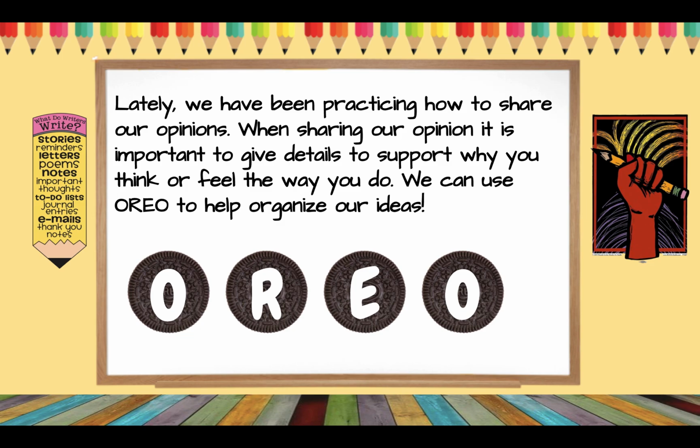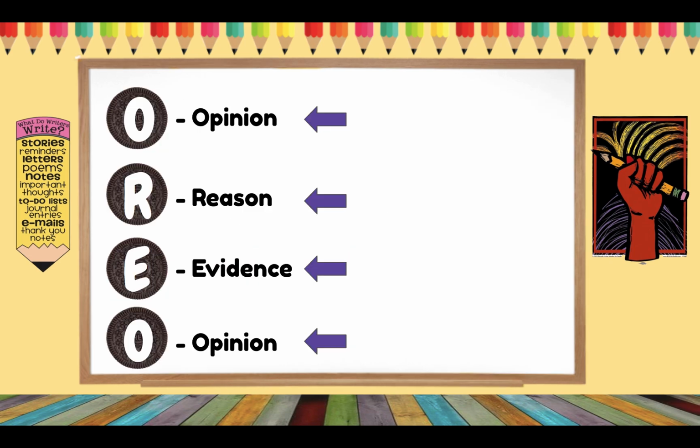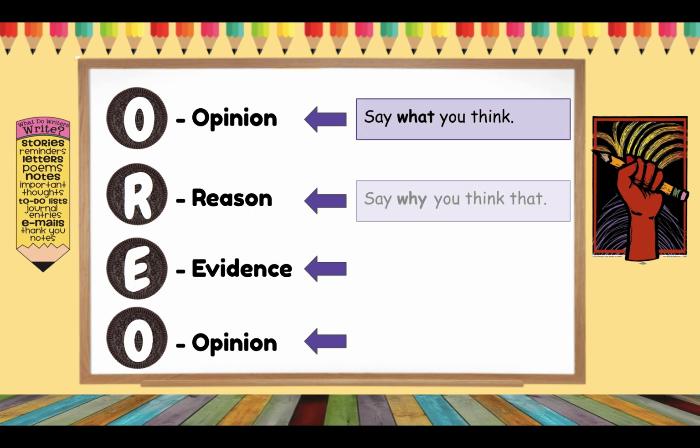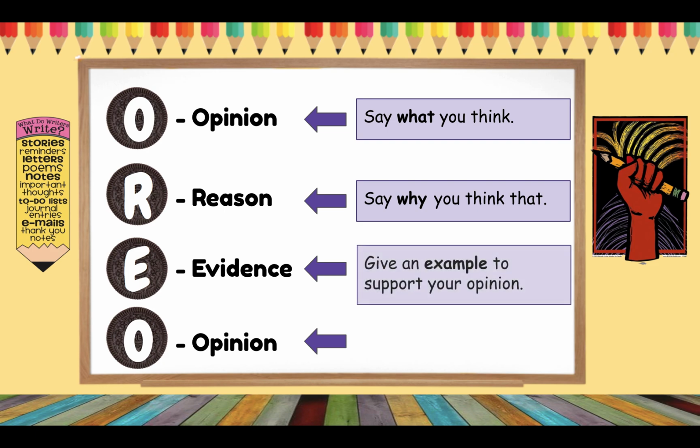When sharing our opinion, it is important to give details to support why you think or feel the way you do. We can use Oreo to help organize our ideas. For Oreo, O stands for opinion. Say what you think. R stands for reason. Say why you think that. E stands for evidence. Give an example to support your opinion. And the O stands for opinion again, because you want to restate your opinion so that we know for sure that's how you feel.